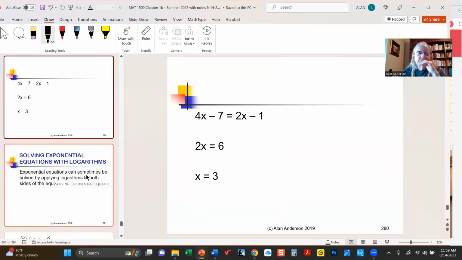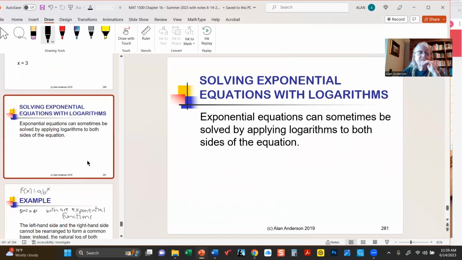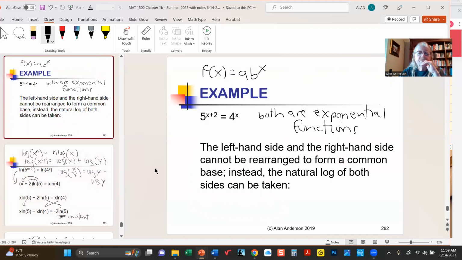Now, what about logarithms? Is there an equivalent one-to-one property for logarithms? And the answer is yes. So let's say it was something like this. Now you look at it and say, you know what? I've got these two exponential functions, but sadly they have different bases. So I'm in trouble now. But are you in trouble? You are not. Why?